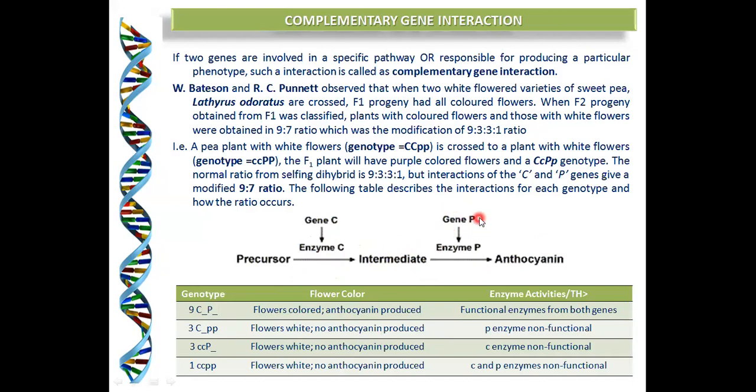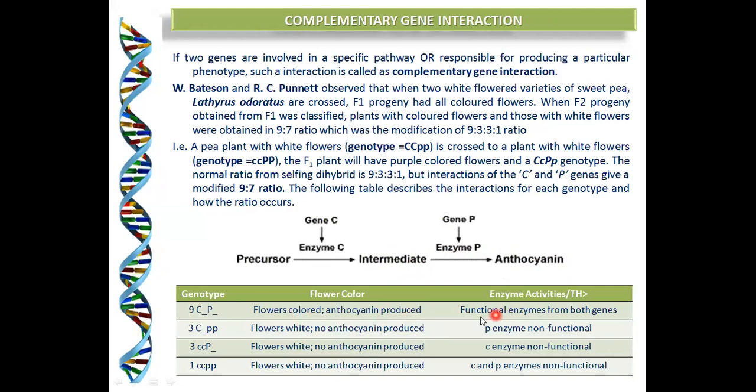Then gene P, dominant P, will also produce one enzyme that is called enzyme P. This enzyme P will work on this intermediate white color flower, and it will produce one pigment, and that pigment is called an anthocyanin pigment. So this anthocyanin pigment is nothing but a color, and that color is the purple color. Okay. So if capital C and capital P are present, the flowers are colored because anthocyanin is produced.